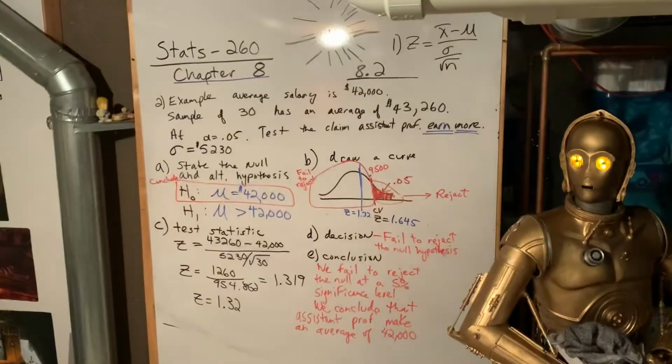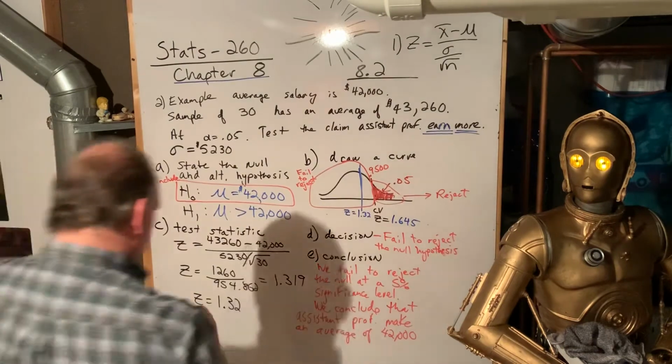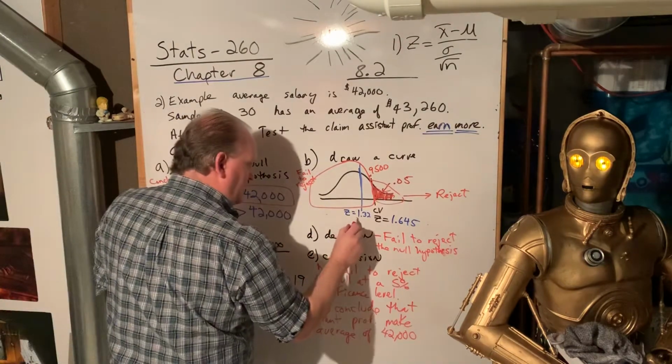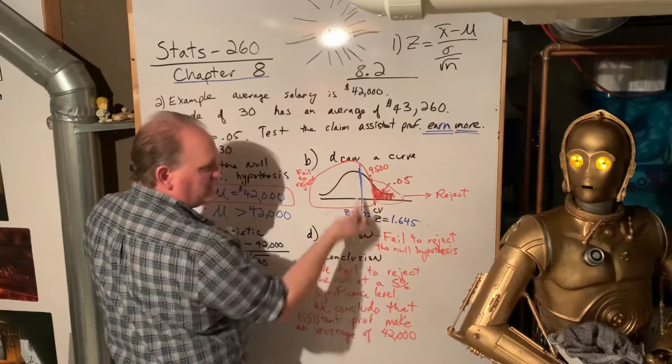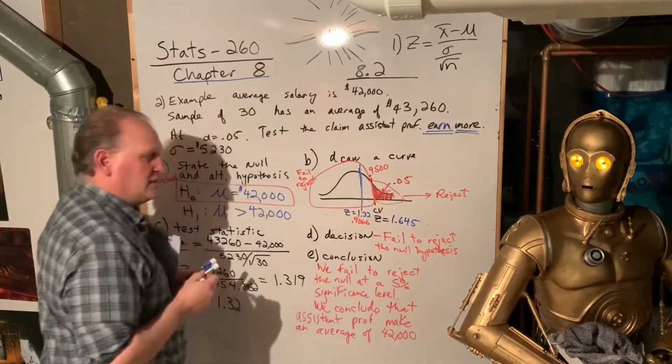0.9066. So 0.9066. What does that mean? That means it's about the 91st percentile is where it's scored.